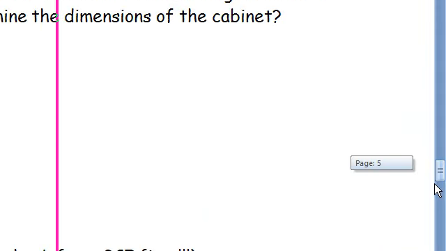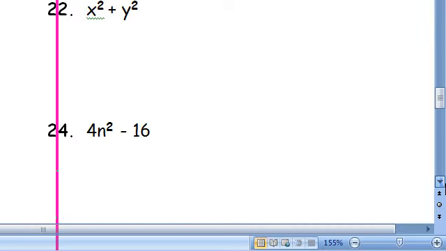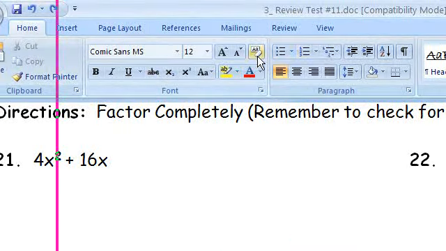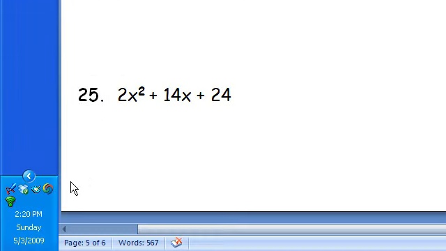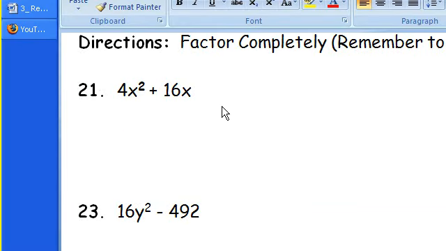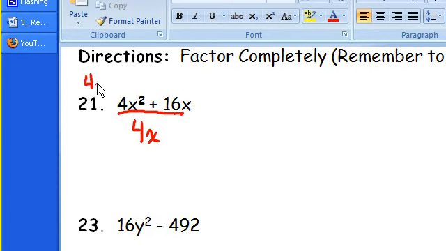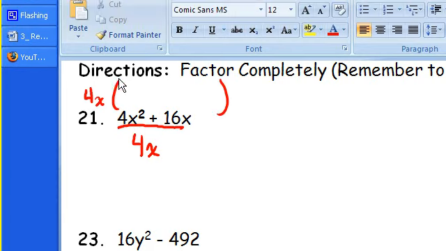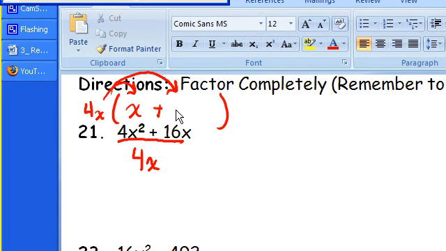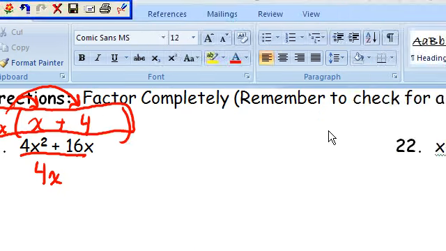Okay, looks like we have some good factoring problems ahead of us. Factor completely. Check the GCF first. Here's a GCF. 4 goes into both of those, x goes into both of those, so 4x is the greatest common factor. 4x times what is 4x squared? That would be x. 4x times what would be 16x? Well, 4. So the answer here is 4x times the quantity x plus 4.